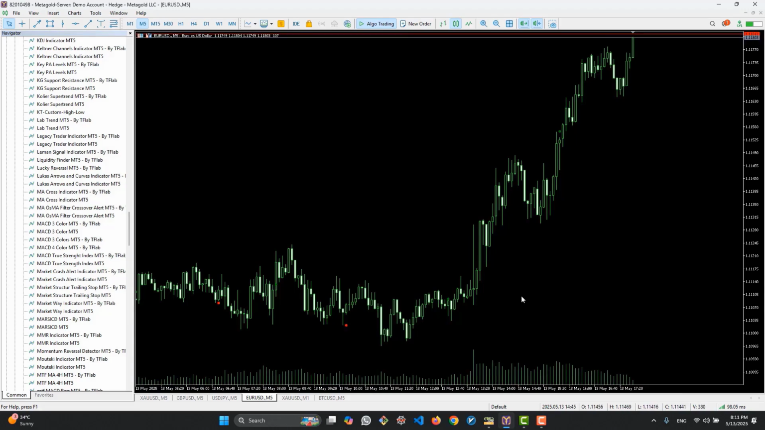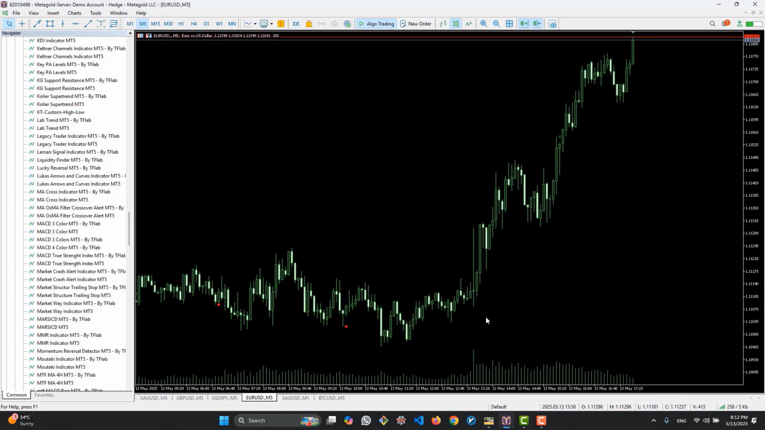The signals shown by this indicator are trend-following signals, meaning they align with the trend. And when these signals are generated, we can enter trades in the direction.